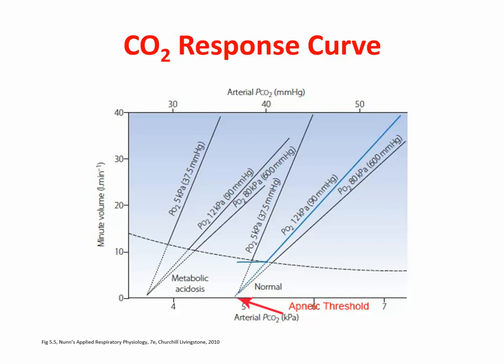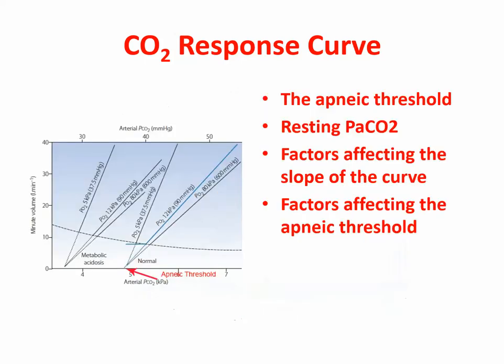So here's the curve with each line labeled and with the apneic threshold indicated. So again, when you look at the CO2 response curve, you want to pay attention to a couple things. You want to see the apneic threshold. You want to look at where the resting PCO2 is. You want to think about the factors that are going to affect the slope of the line and that will affect the apneic threshold.